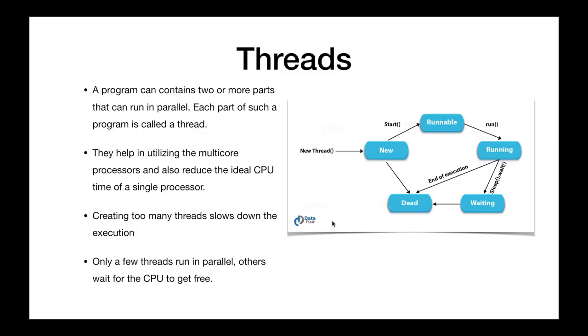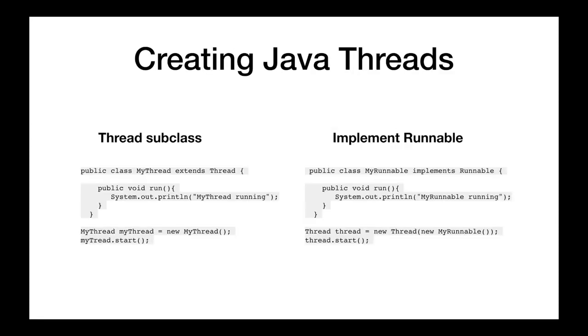If you can see in the diagram, this is the life cycle of a thread. A thread starts, it runs and it can sleep, it can wait, and then its execution ends and it becomes dead. In Java, a thread can be created in two ways.